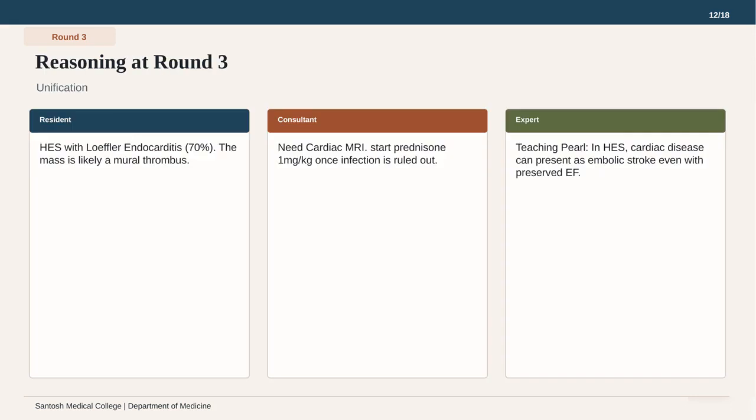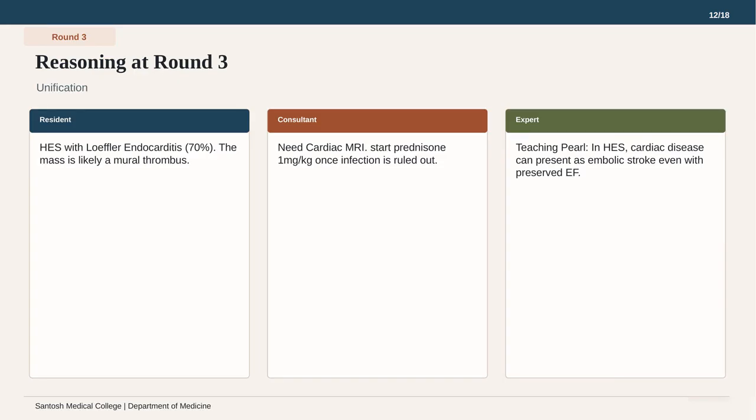On this slide, our agents unify the clinical picture. The resident shown on the left is now 70% confident in hypereosinophilic syndrome with Loeffler endocarditis, concluding the ventricular mass is a mural thrombus. The consultant in the middle agrees, but pushes for a cardiac MRI for better tissue characterization. Crucially, they recommend starting high-dose prednisone at 1 milligram per kilogram immediately, provided underlying infections are ruled out.